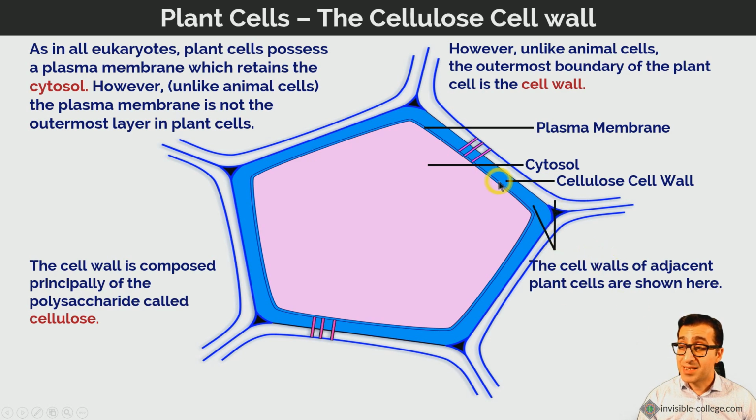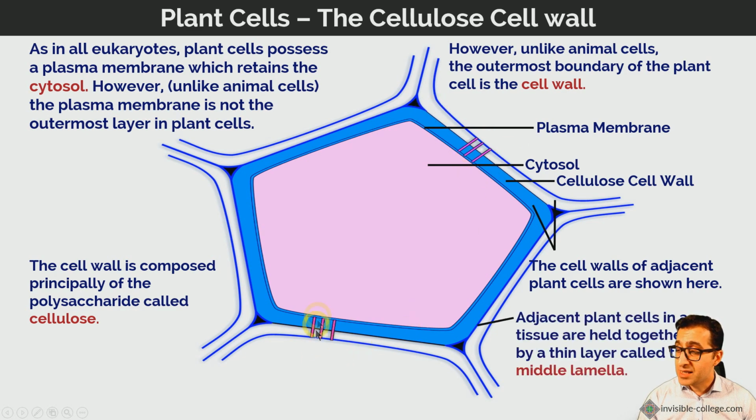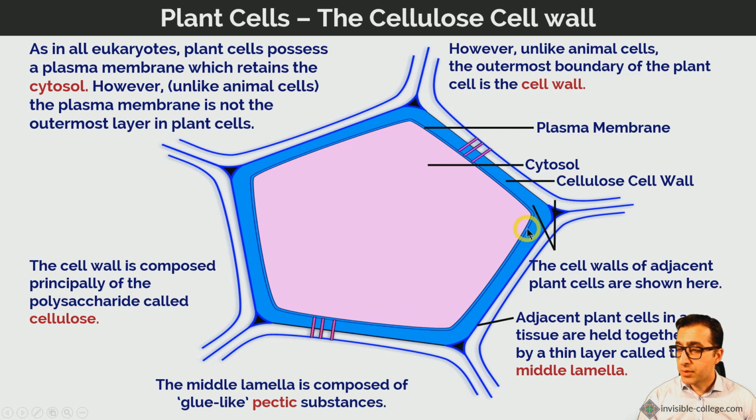Now, in multicellular plants, the adjacent cell walls are pushed up against each other and will have plasmodesmata, which are linkages between the cells on either side of those cell walls. And typically, when you have plants, there's also a layer of material which holds together the adjacent cell walls called the middle lamella. Now, the middle lamella is made up of a glue-like substance, or a series of substances called pectic substances.